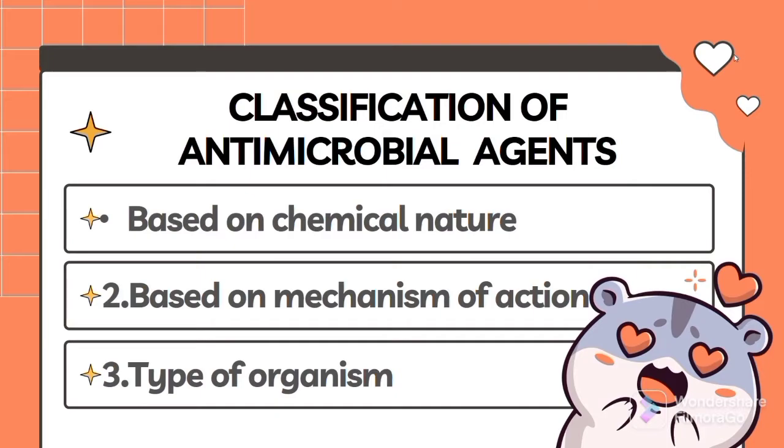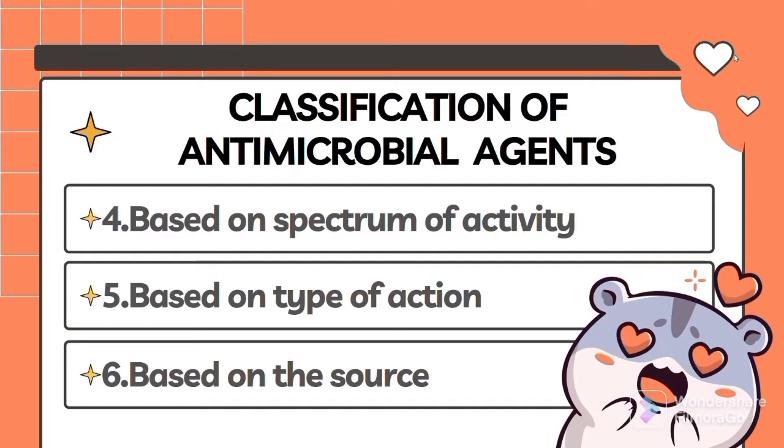Number 1, based on chemical nature. Number 2, based on mechanism of action. Number 3, type of organisms against which primarily active. Number 4, based on spectrum of activity. Number 5, based on type of action. Number 6, based on the source.